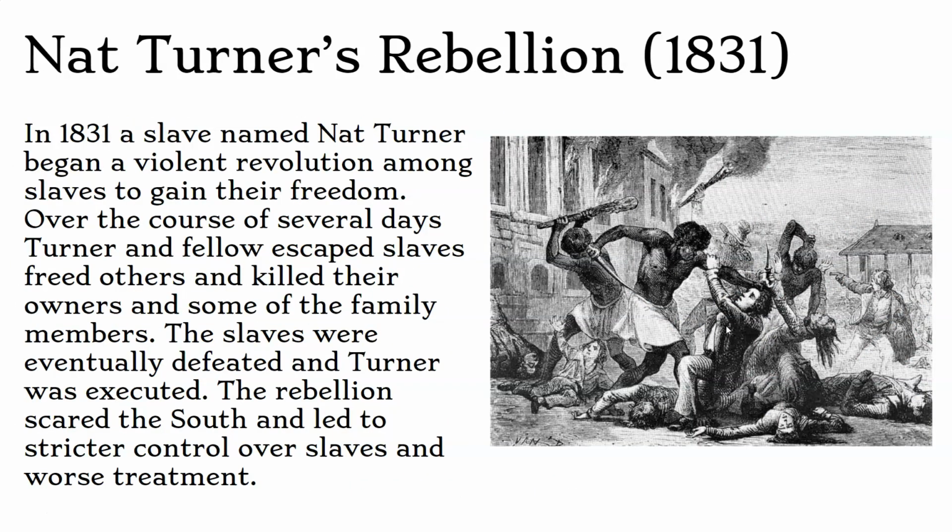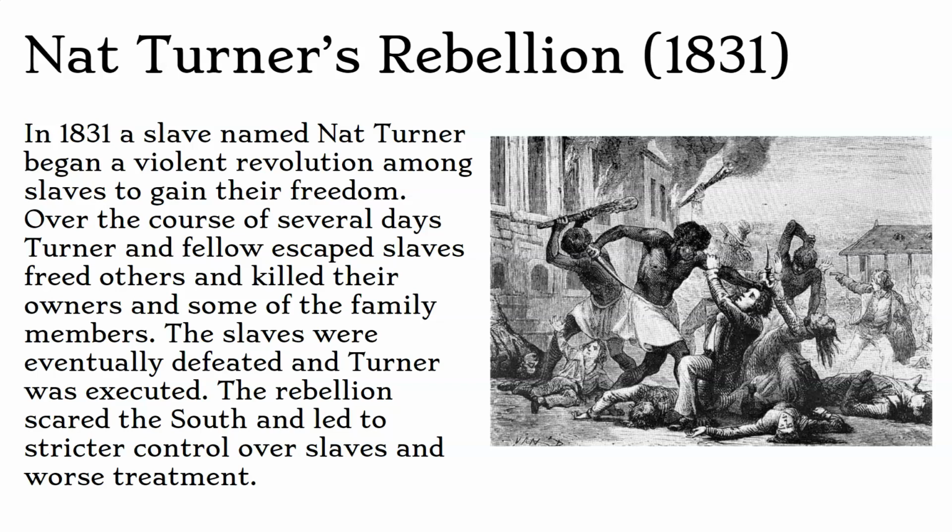Nat Turner's Rebellion. This is a huge thing that happens in 1831, just 11 years after the Missouri Compromise. In 1831, a slave named Nat Turner began a violent revolution among slaves to gain their freedom. Over the course of several days, Turner and fellow escaped slaves freed others and killed their owners, and some of the family members as well. The slaves were eventually defeated and Turner was executed. The rebellion scared the South and led to stricter control over slaves and even worse treatment.